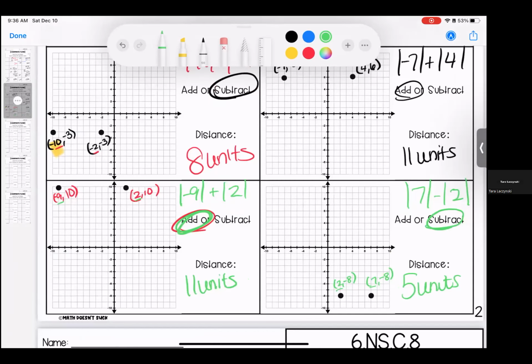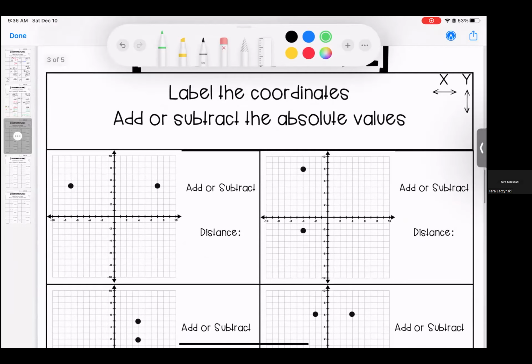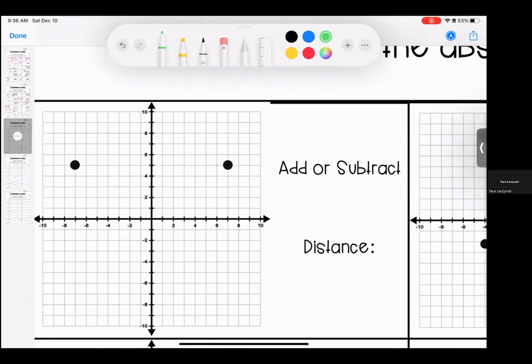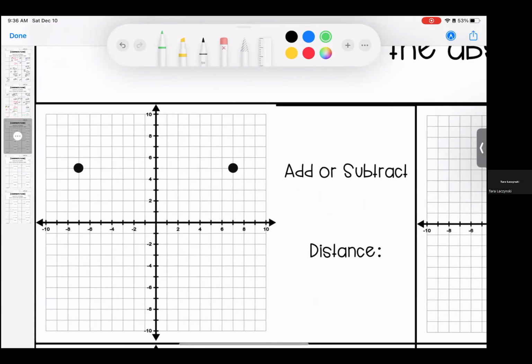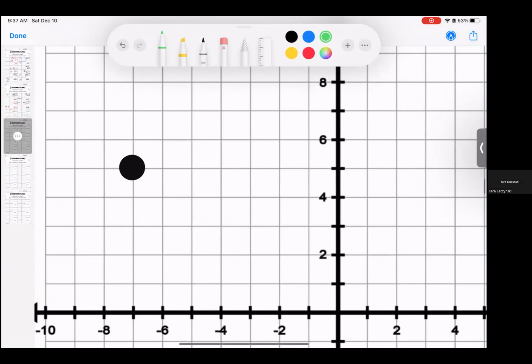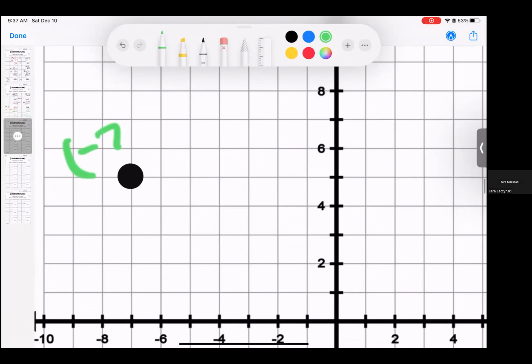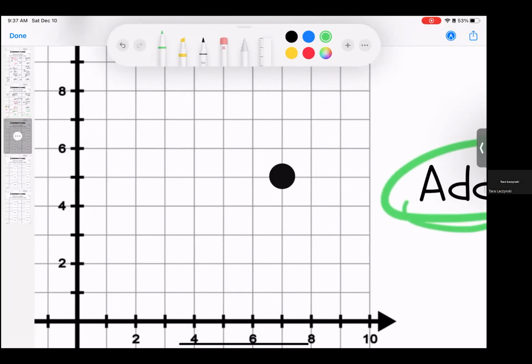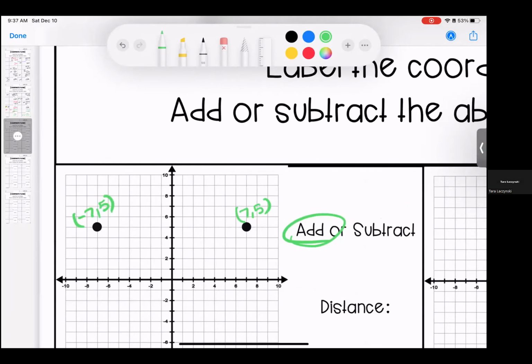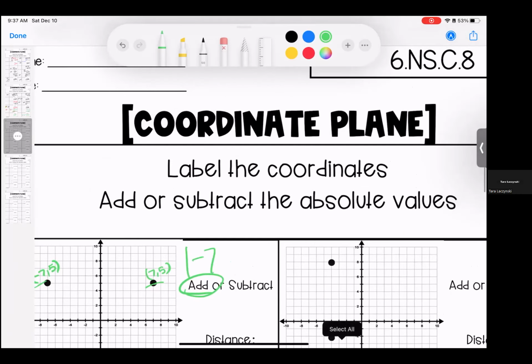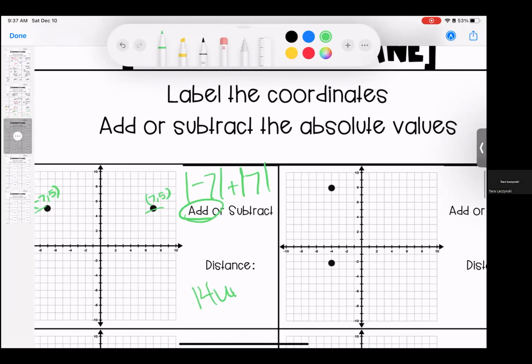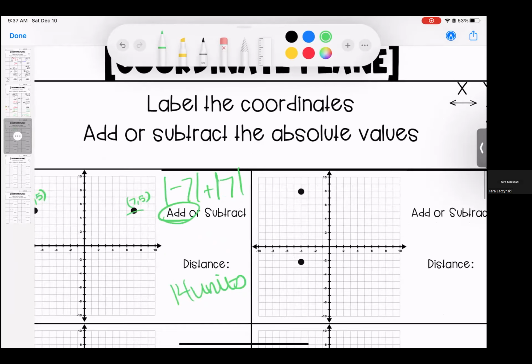Any questions? Bring them with you to class. On to page number 3. You know what we're doing at this point, so we are just going to rock and roll. They are different, so we add them. This one is negative 7, comma 5. Over here, we are at 7, comma 5. The difference is in our negative 7 and our 7. Adding the absolute value of negative 7 plus the absolute value of 7 gives me a distance of 14 units.